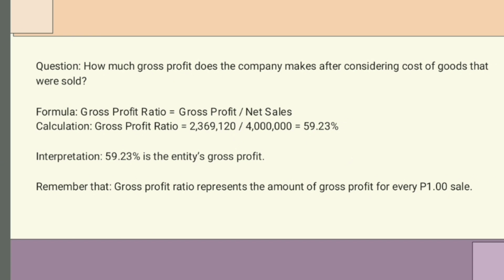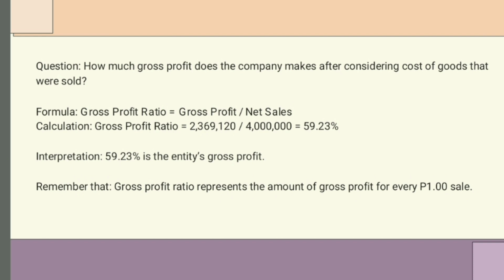Gross profit ratio. How much gross profit does the company make after considering the cost of goods that were sold? So, pira kuno ka percent ang aton natubo sa pagbebenta. Remember that net sales minus cost of goods sold is tubo. Gross profit is tubo.